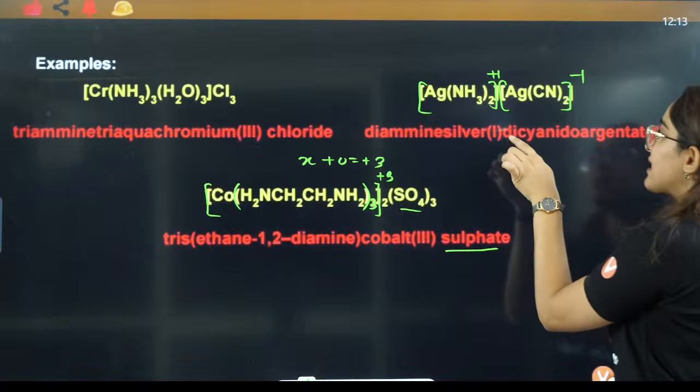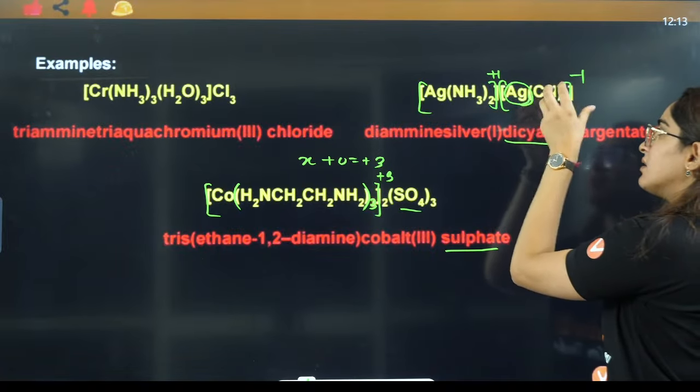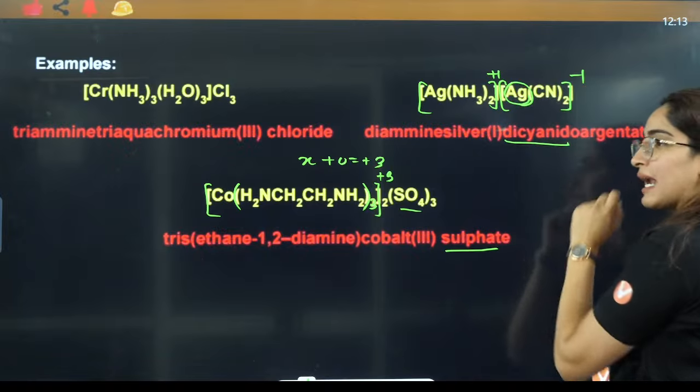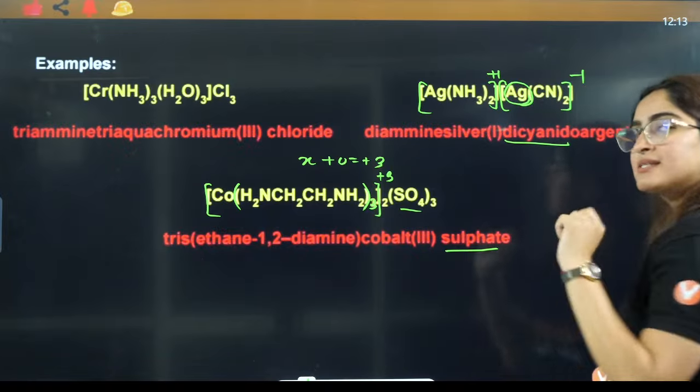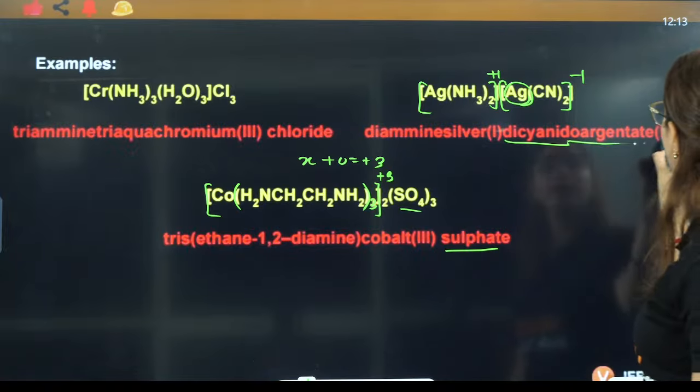This is dicyanido, but here the metal is in the coordination bracket that is anion. That is why the metal is named as argentate. So this will be argentate 1.